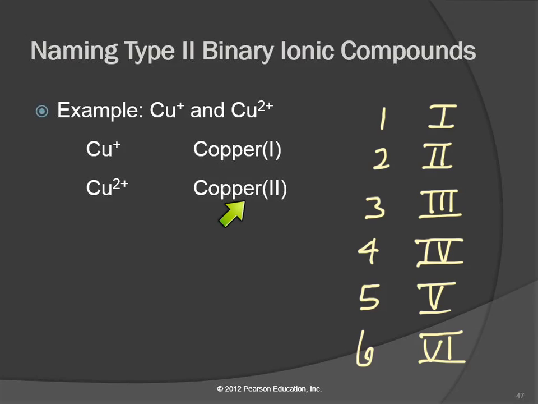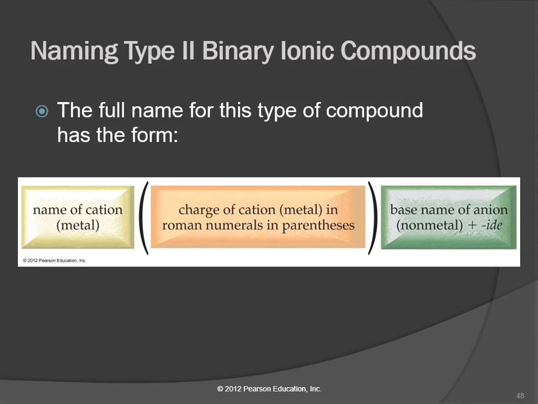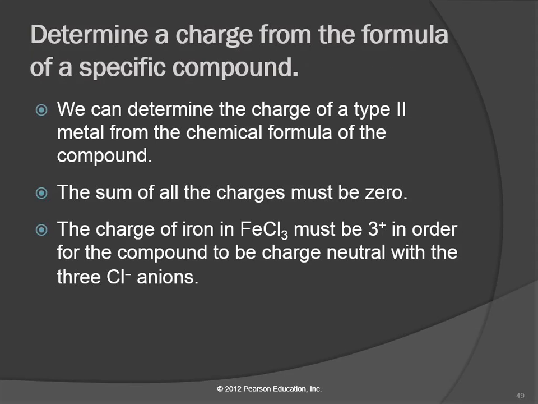But this is copper 2. The Roman numeral is the charge. So for this type of compound, we've got the name of the cation. The man still comes first, the masculine. Now in parentheses, we have the Roman numerals telling us the charge, and then we're naming the anion in the same way. So we're just adding something in the middle.